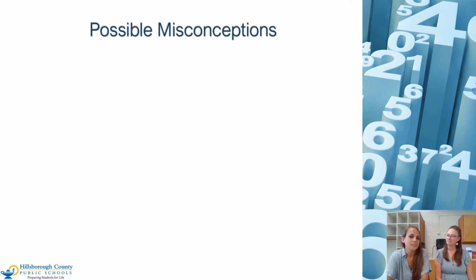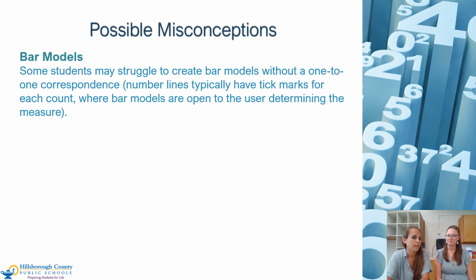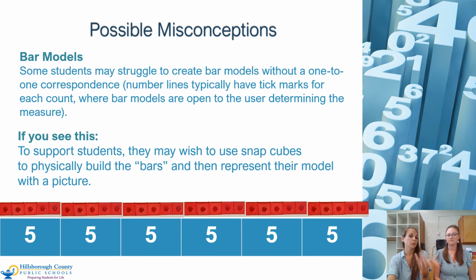So some possible misconceptions that we might see in our classroom when working with bar models is that they might struggle with just seeing that one group as a whole. If that happens, we can then take snap cubes to create each of those models so they have a one-to-one correspondence and they're able to make that connection between the 5 groups that are in their cube links down to the actual bar model where it's just seen as a numeral value.